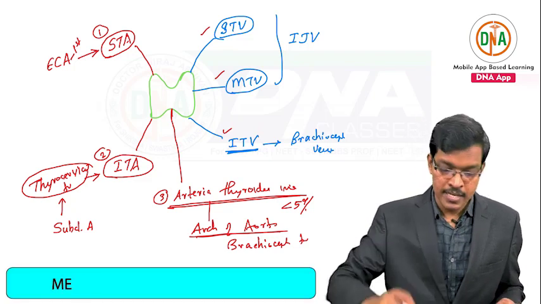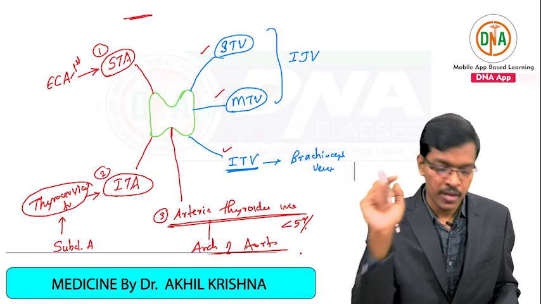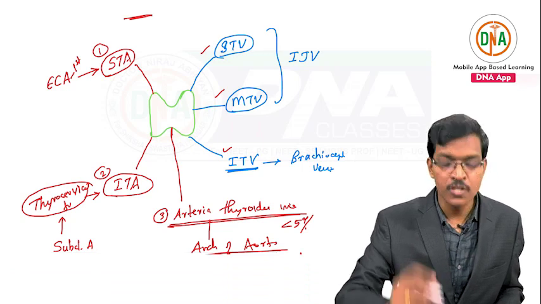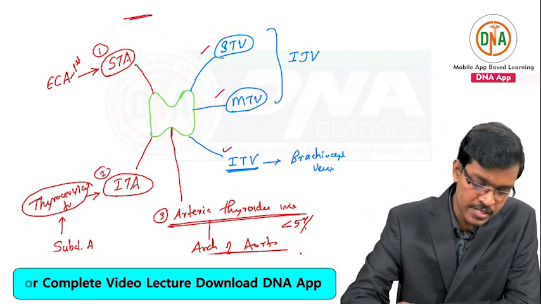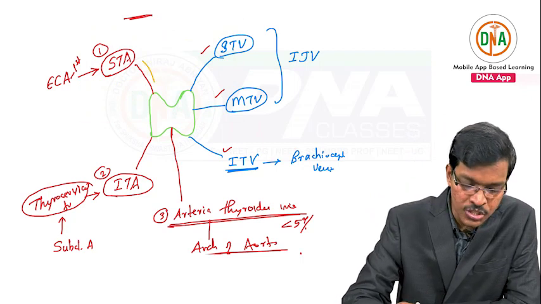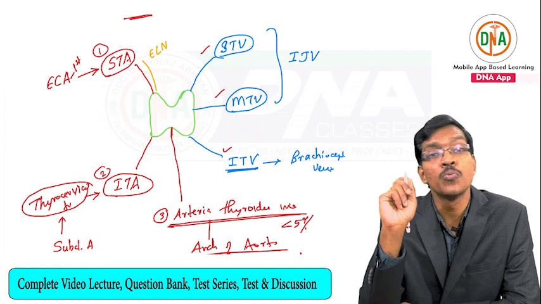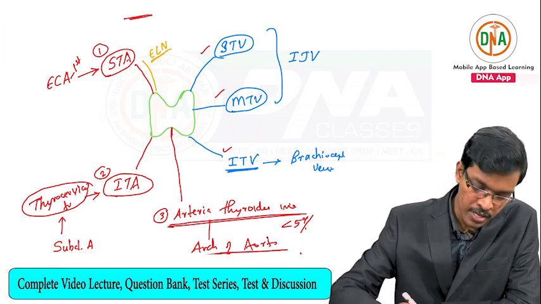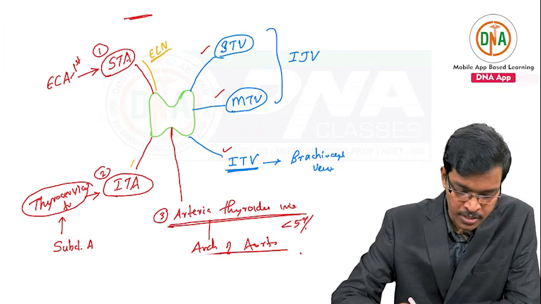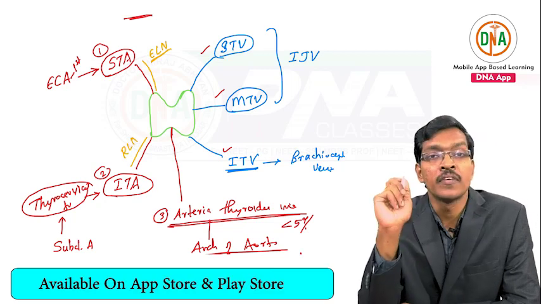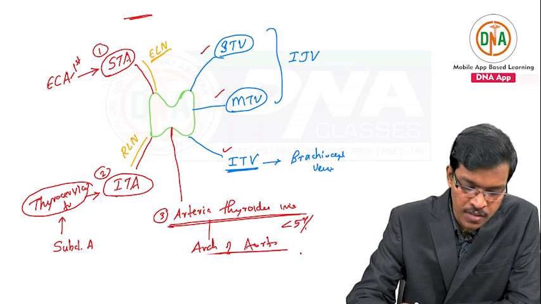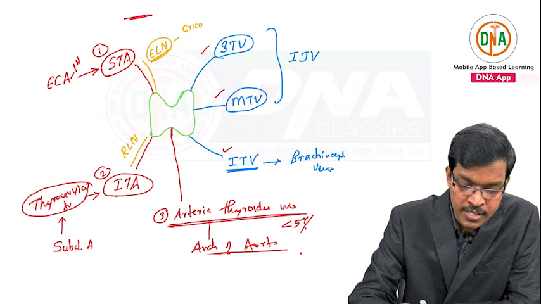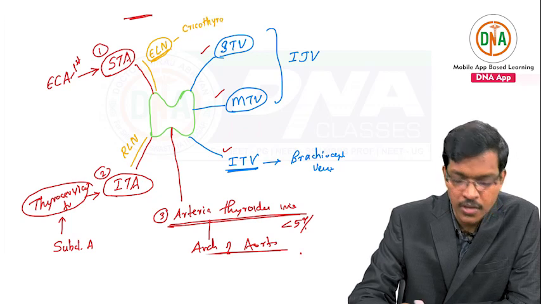This is important from a surgeon's point of view. And also along with this, you should study two nerves which are importantly related to the thyroid gland. The first nerve is the external laryngeal nerve, which is a branch of superior laryngeal nerve. Another nerve which is very important is the recurrent laryngeal nerve. The external laryngeal nerve supplies cricothyroid, which is a tensor of the vocal cord.